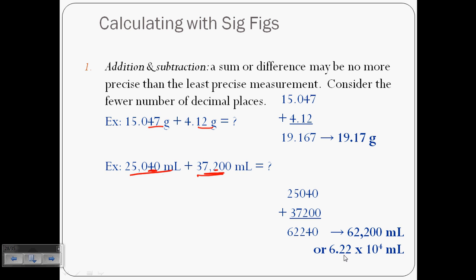So you will be rounding to the hundredths place and not to the tenths place, because even though the tenths place is more accurate, you have to round to your least accurate measurement, which is the hundredths place here. So it will be 6.22 times 10 to the power 4, or 62,200.